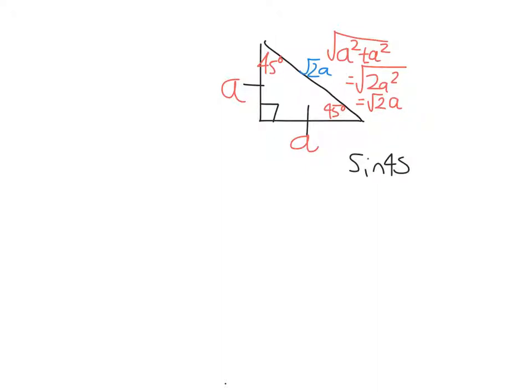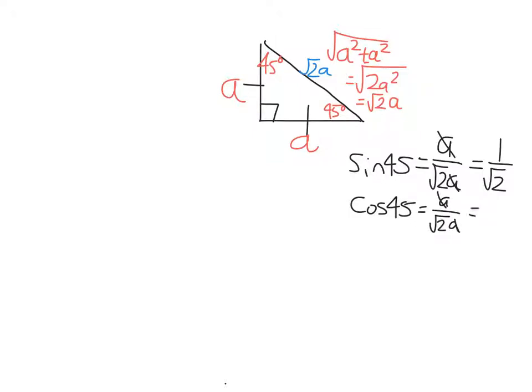Sine 45, it doesn't matter which of the 45s you use, is opposite over hypotenuse. The A's cancel out, I'm left with 1 on root 2. It's about 0.707. Cos 45 would be exactly the same: adjacent over hypotenuse, A's cancel out. So tan of 45 would be just A over A. That makes sense, because when you have a 45-degree angle in a right-angled triangle, it's an isosceles triangle. The opposite and adjacent are equal. That's why tan 45 is 1. The other exact values you need to know are 0 and 90.